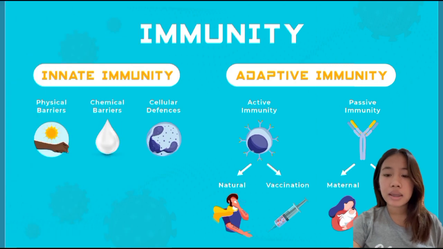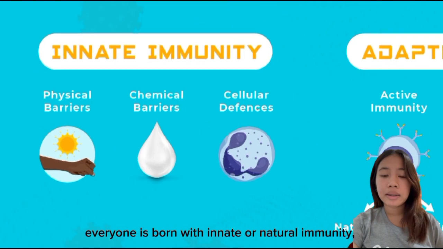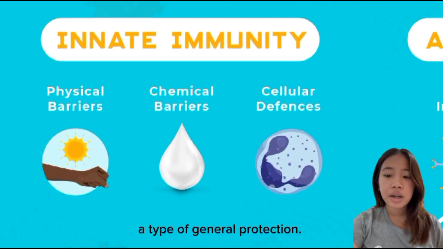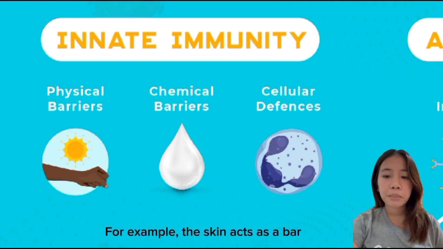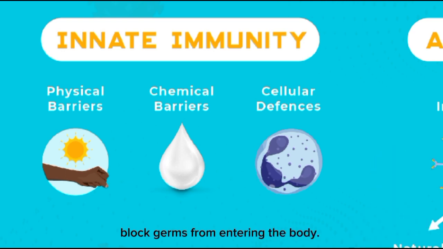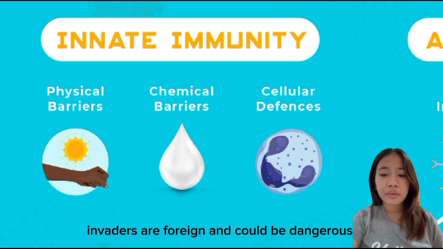Let's proceed to the innate immunity. Everyone is born with innate or natural immunity, a type of general protection. For example, the skin acts as a barrier to block germs from entering the body. The immune system recognizes when certain invaders are foreign and could be dangerous.